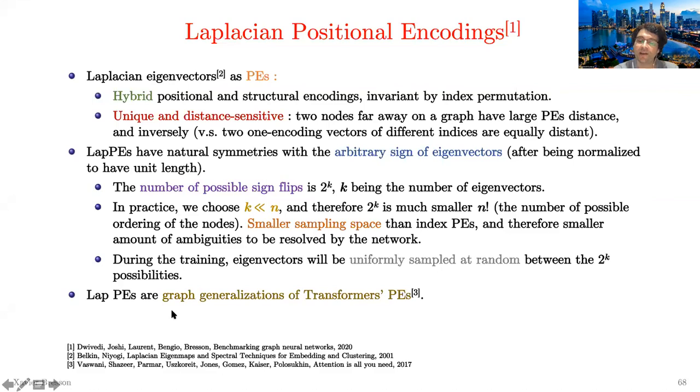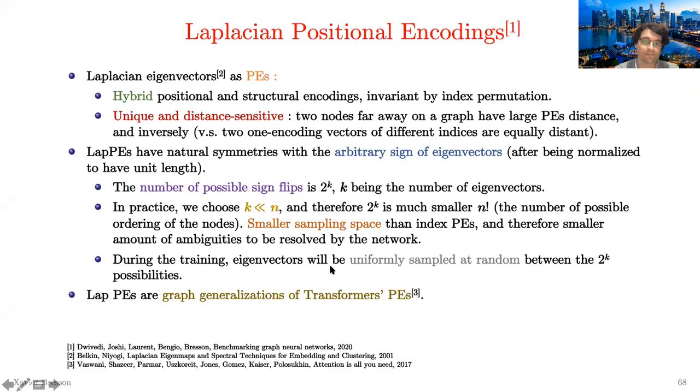And Laplacian positional encodings are basically a graph generalization of these sinusoids and cosine functions, because for NLP, the graph is basically a line graph. When you compute the Laplacian eigenvectors for the line graph, you get the cosine and the sinusoids.